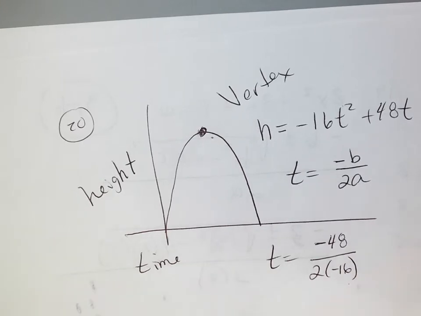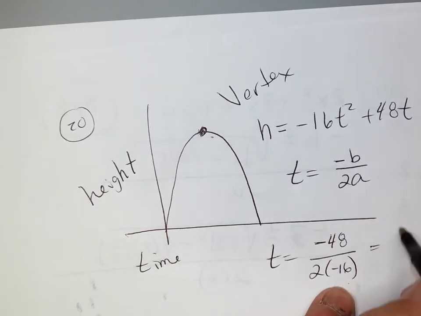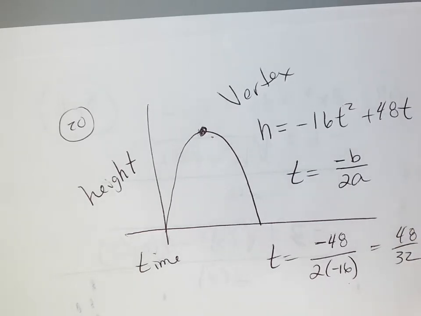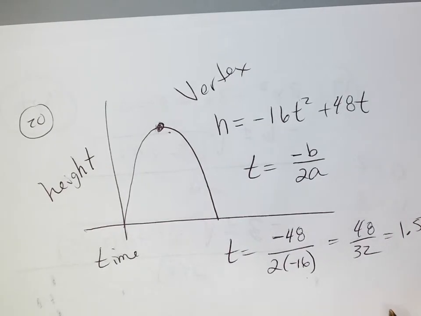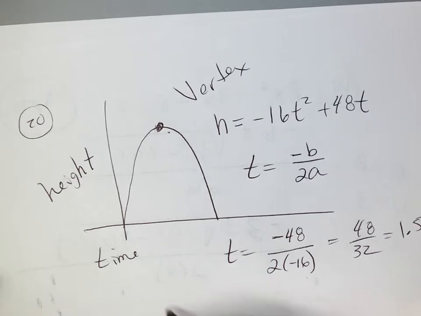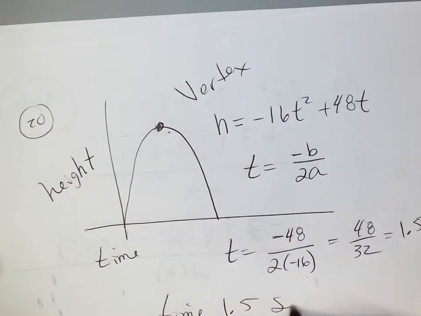Okay? This is going to give me the time. Negative over negative, so I've got 48 over 32, which is 1.5. Now 1.5 is not the height. It's the time. You throw it up in the air, and at 1.5 seconds, it's at the height. So my time is 1.5 seconds. The height, we got to plug it in.